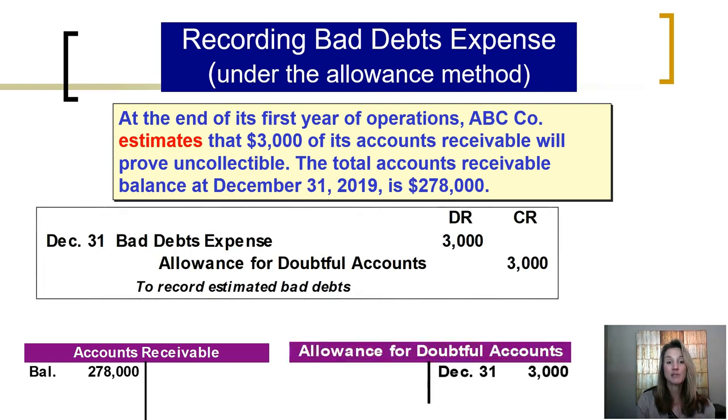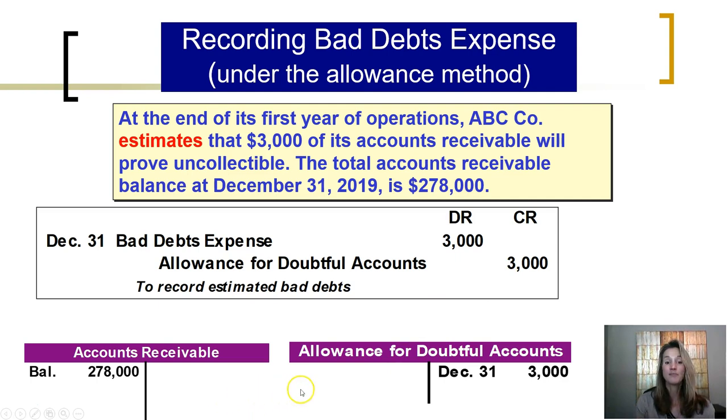What the allowance method does is it records a $3,000 bad debt expense, or the estimate of how much will not be collected. The allowance account is a contra asset account. Now, a contra account, recall, has a balance opposite of the account it's tied to. The allowance for doubtful accounts is a contra asset account tied to accounts receivable. Accounts receivable has a debit balance, so its contra account is going to have a credit balance. So we will debit bad debt expense for $3,000 and credit the allowance for doubtful accounts for $3,000.